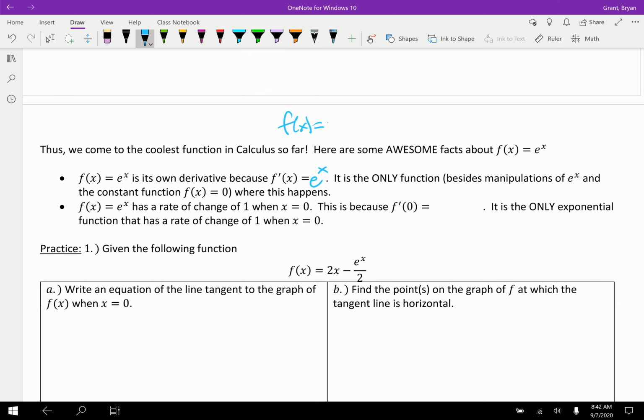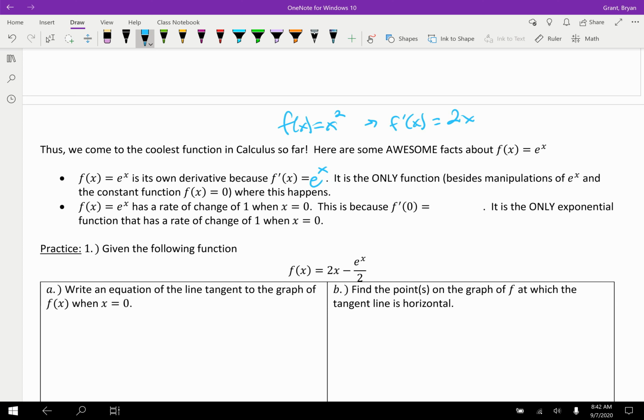I mean, if you thought about x squared, the derivative of x squared is not x squared. The derivative is 2x. It's not its own derivative. E to the x is. And that actually makes your math really easy, too. Anytime you see an e to the x function, you should be excited. You're like, bam, I already know the answer.